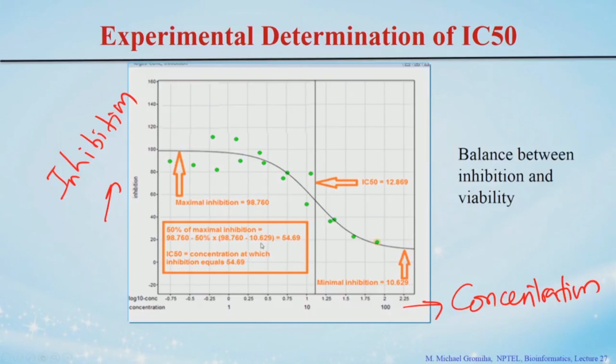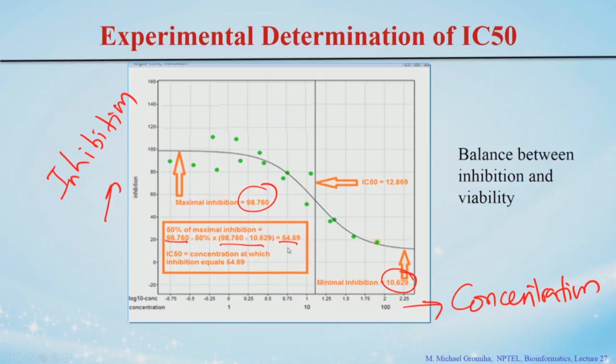Why is IC50 mentioned? Because we need to have a balance between the inhibition and the viability. This is the reason we take this 50% inhibition. So, we calculate the 50% of the inhibition. This is the maximum 98.76, right, minus 50% of the difference, how much there is inhibition. The difference is 98 minus 10, where the maximum is 98 and the minimum is 10. So, from the maximum we reduce 50% of this difference, and this will give you 54.69, right, the inhibition.